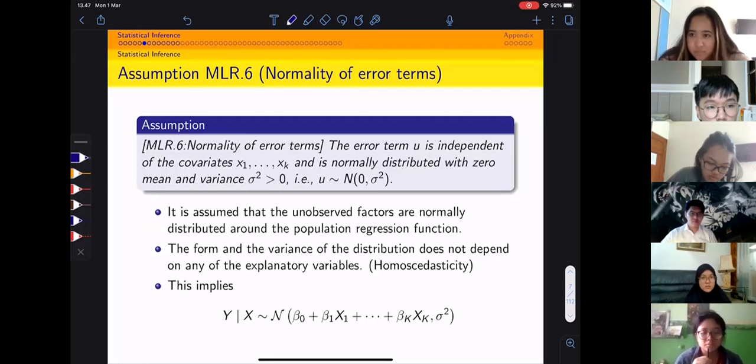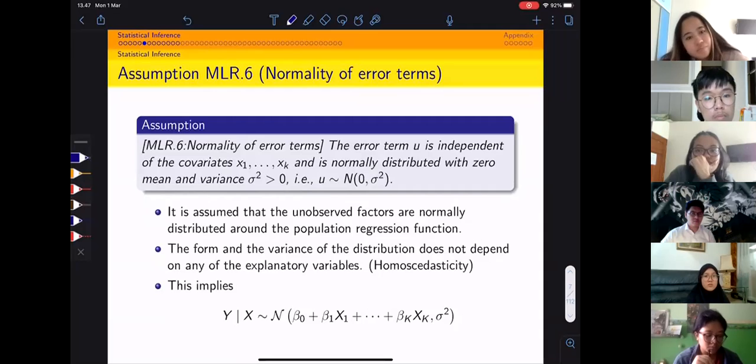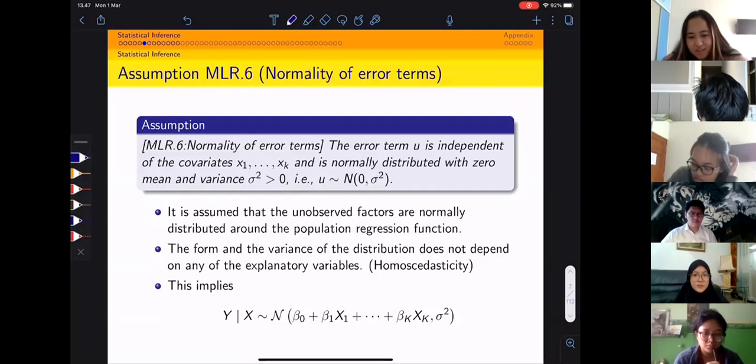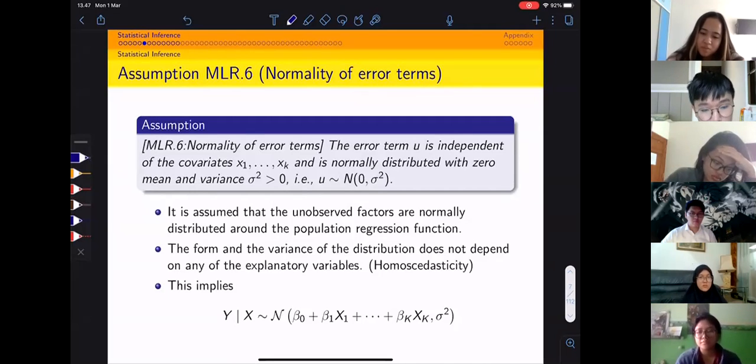Suppose that we know the population. It may be true that in the population, it's not normally distributed. And so this is the assumption that we need for us to do the inference later on. Again, this is going to be quite key, that the form of the variance and the distribution is not going to depend on any explanatory variables. In this particular case, we're going to also assume homoscedasticity, which we already assumed in the fifth OLS assumption.